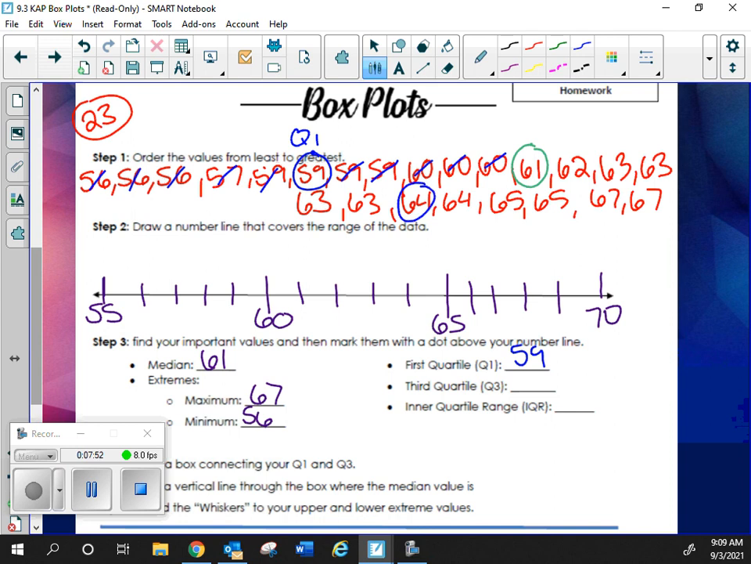1, 2, 3, 4, 5. Did I do it right? Yes, I know it seems tedious, but it helps guarantee. Okay, so we have our 5 values. The last little thing it says is our interquartile range. I think that's spelled wrong, but you know we're going with it.